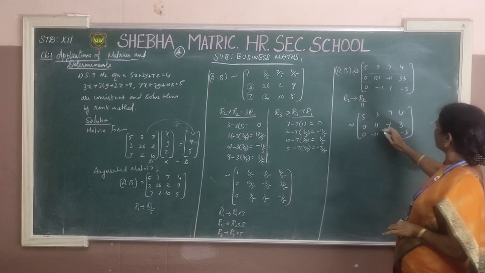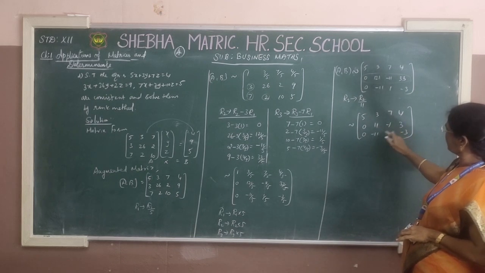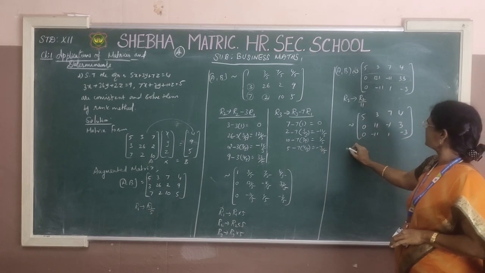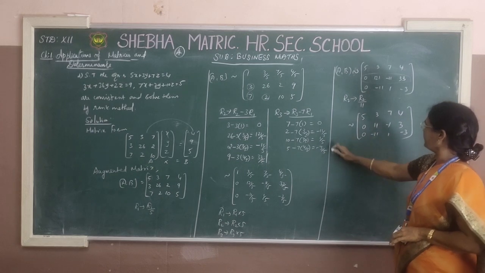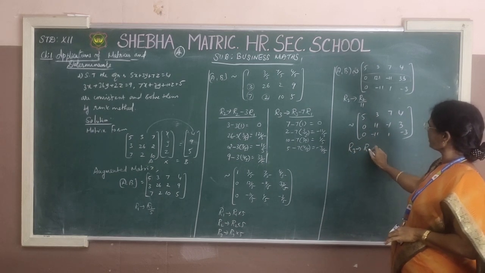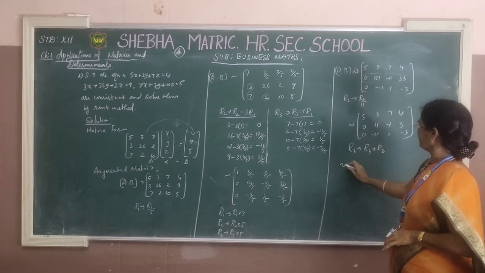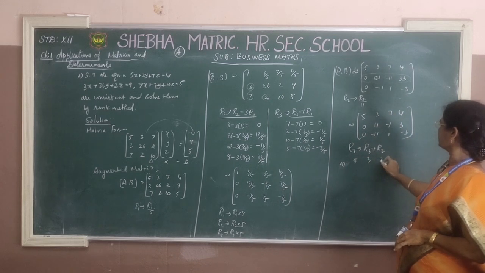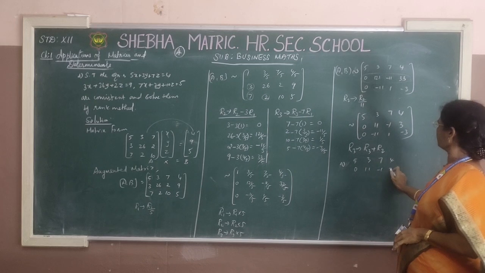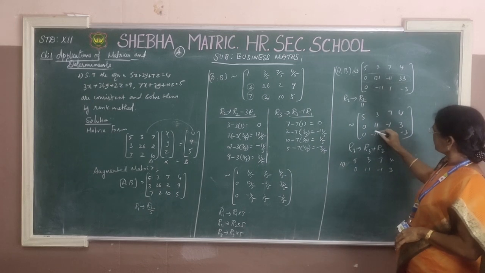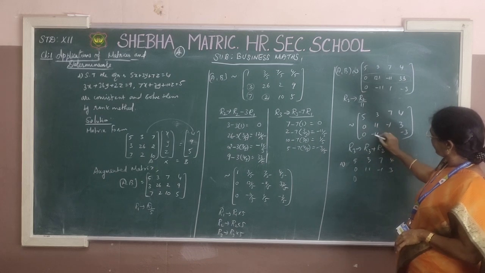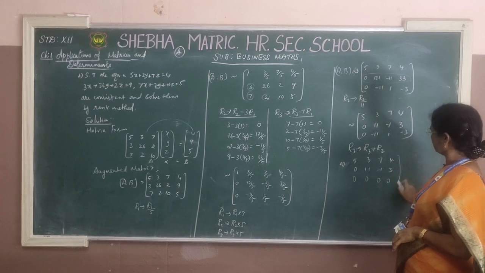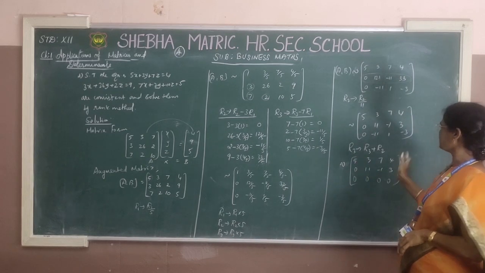So consider these two rows. Here 11, minus 1, 3, here minus 11, 1, minus 3, only the sign difference. So we have to add these two. That means R3 becomes R3 plus R2. There is no change in the first two rows, so you have to write them as it is. In the third row only the change: first add these two, 0 plus 0 is 0, minus 11 plus 11 is 0, 1 minus 1 is 0 and 3 minus 3 is 0. So the augmented matrix becomes this.